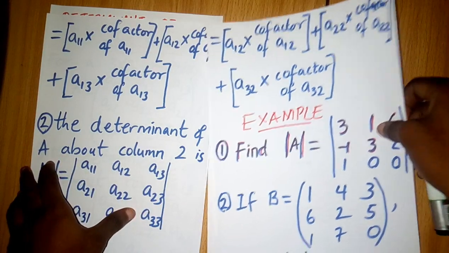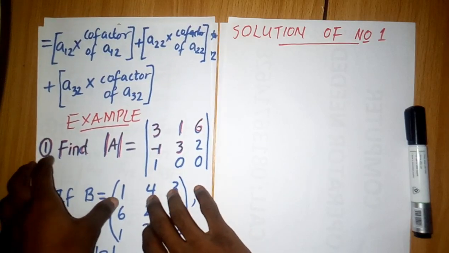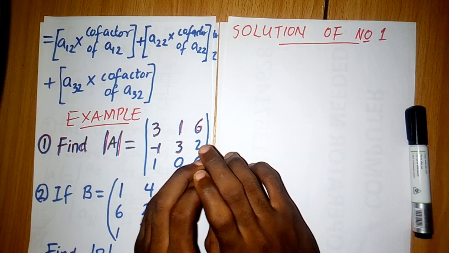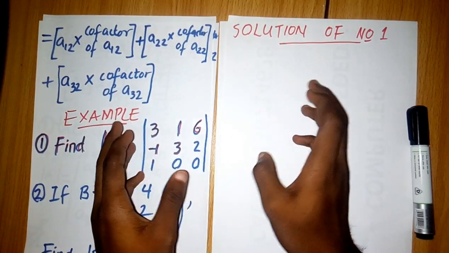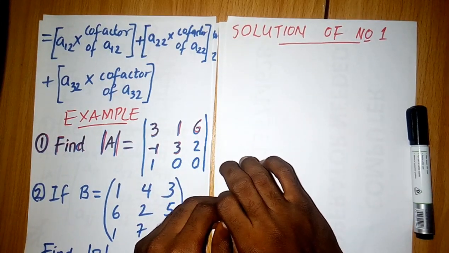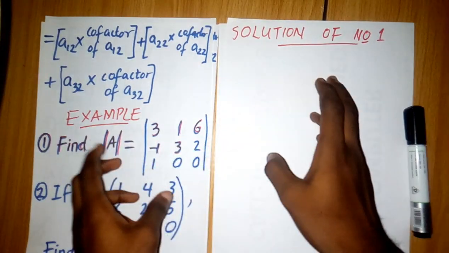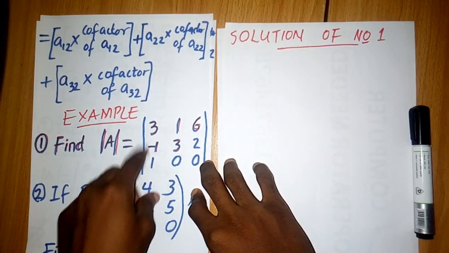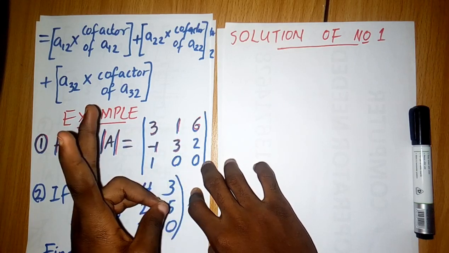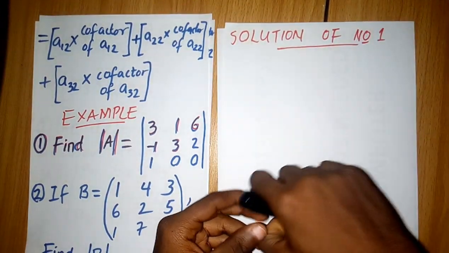Okay, so now, example. The thing here is that you are going to choose a row or a column that you are comfortable with and then stick with it. For me, I prefer using the first row. But another trick is that for you to easily, okay, let's just solve this thing.